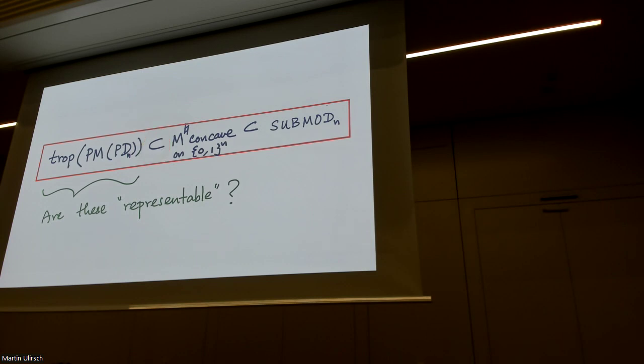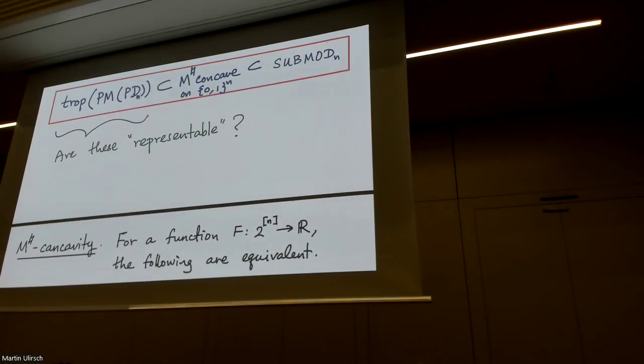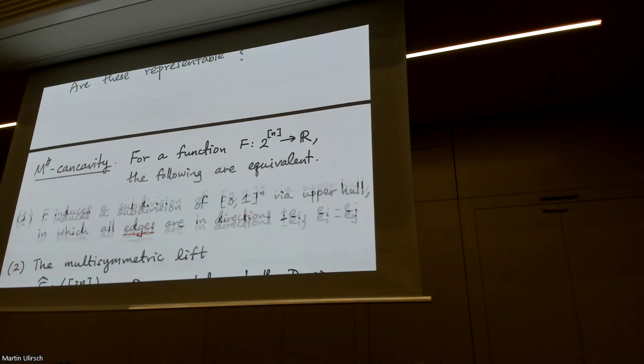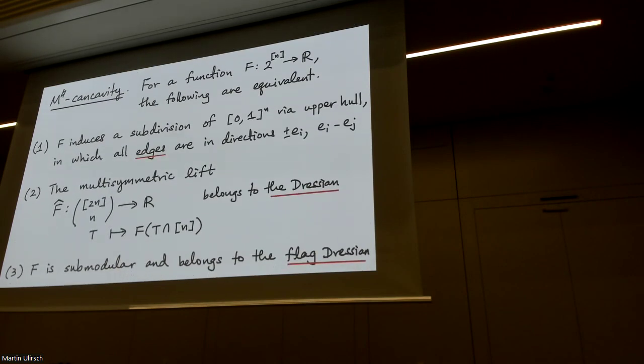When we started working on this project, we actually didn't know whether this containment is strict or not. So our question was, do we get some kind of representability of the principal minors? Are we getting some kind of representable M-natural concave function? And what does that even mean, right? To be honest, it took us a long time to sort out what it even means to be representable. So now here is what we came up with.